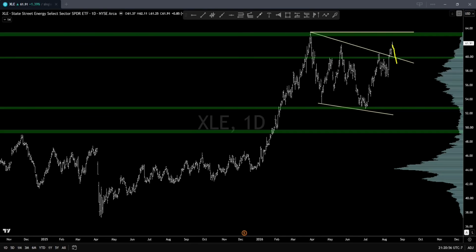Now, if it comes back in and gets rejected down here, then we look for the energy to come down into this 53 area, then look for a bounce. Basically, we're looking for the price to come back down and possibly get into this trend line here and get a bounce up, and then we will swing it back up here into this high volume area.